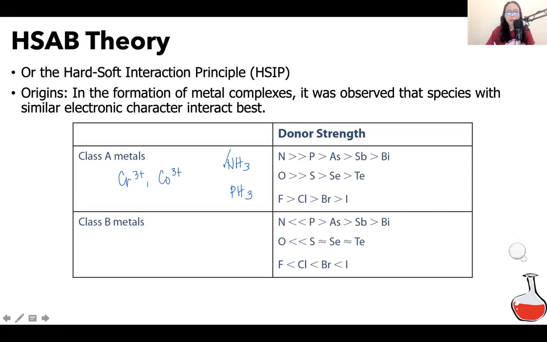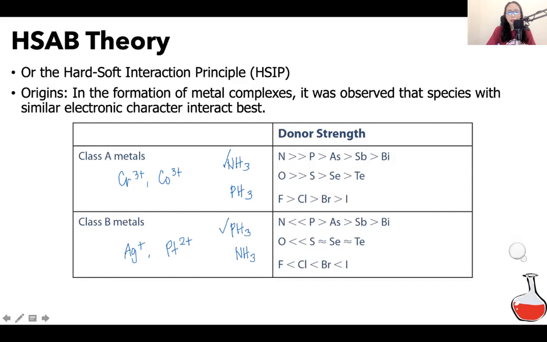Meanwhile, you have the class B metals. Examples are silver ion and platinum 2 ion. So they prefer phosphorus and sulfur donors over nitrogen and oxygen atoms, which means that they will form more stable complexes with PH3 than with ammonia.